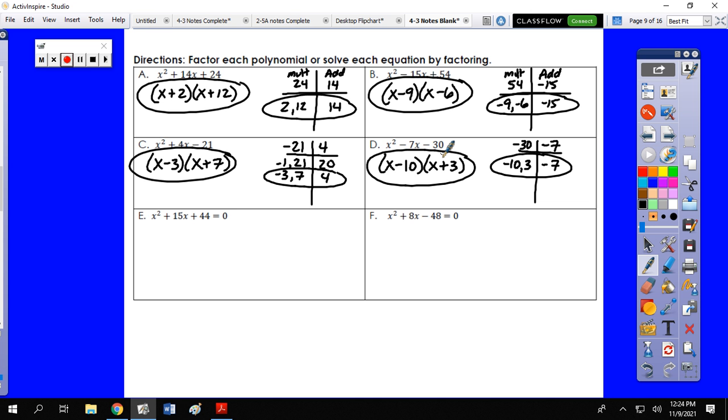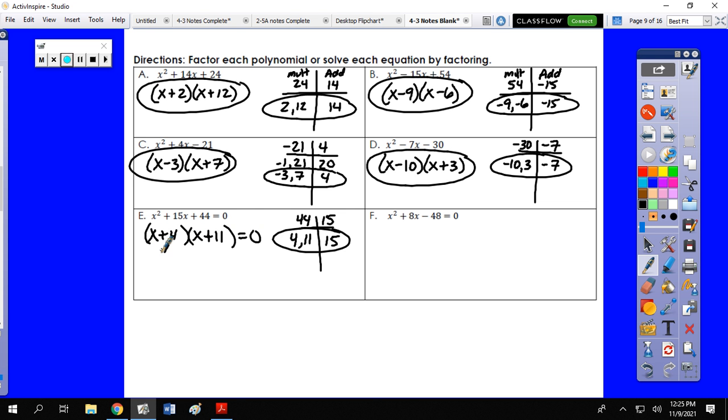Now, E and F are examples of solving. Once again, it needs to be equal to 0 in order to be solved. So then we would factor the left side of the equation. We're looking for two numbers that multiply to 44 and add to 15. Well, that's 4 and 11. So that would be x plus 4 and x plus 11.